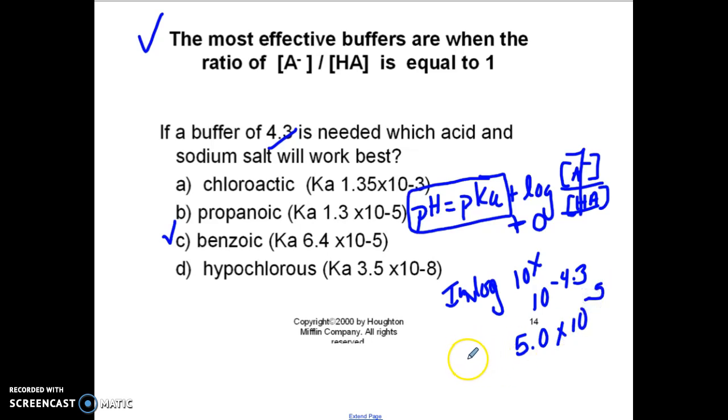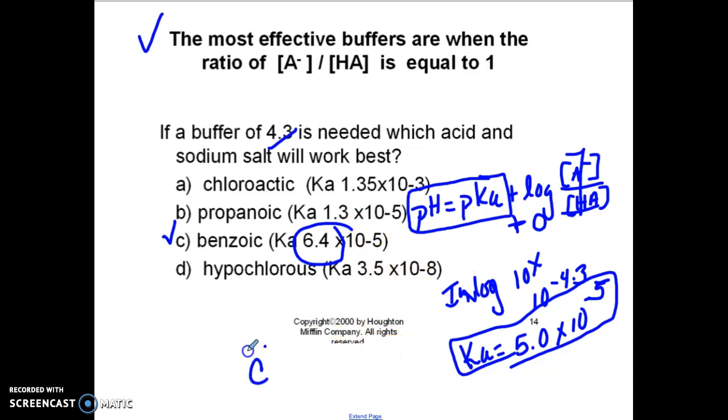And that's what my Ka value would be. So I'm looking for a Ka value that would be close to that 5.0 times 10 to the negative 5. Can you guys tell this is a 5? And looking at that, that's the one that is the closest. So it's the benzoic acid. So the answer is C.